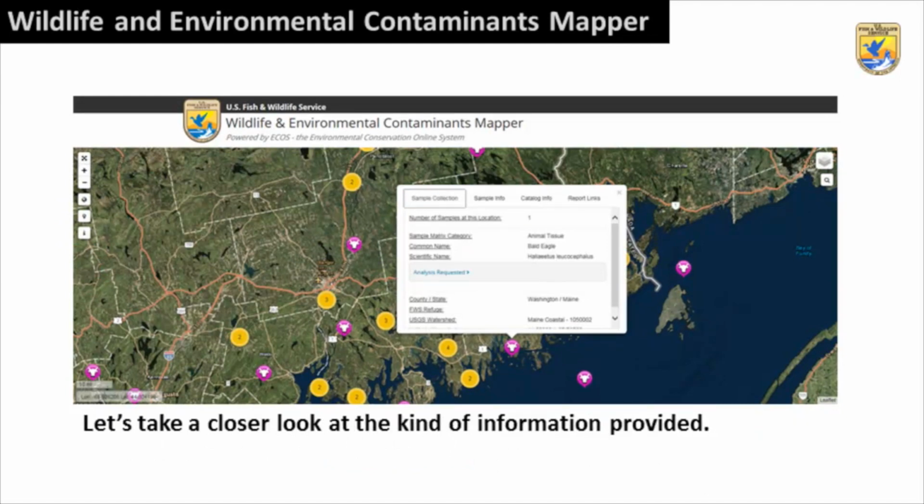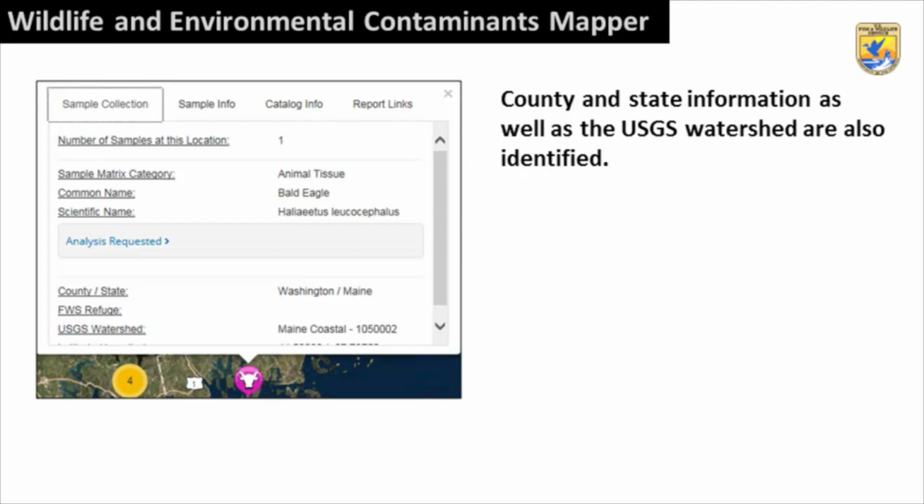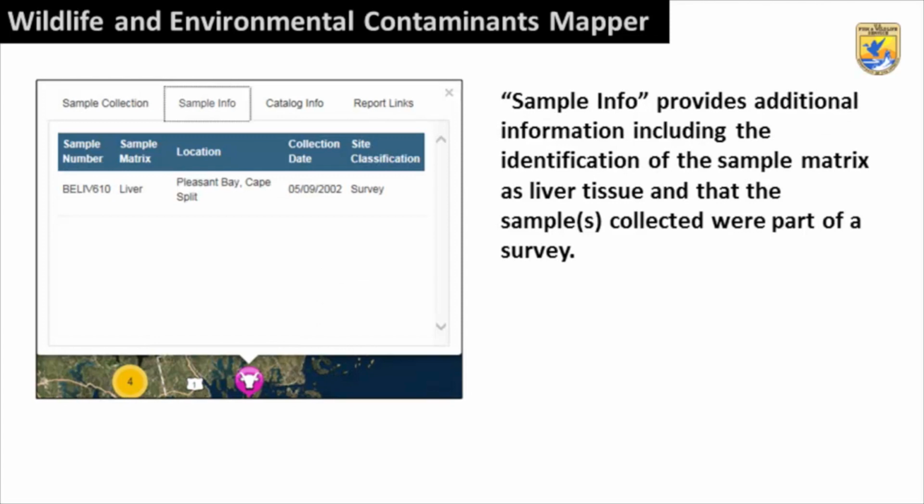Let's take a closer look at the kind of information provided. The sample collection identifies the number of samples collected, and the matrix is animal tissue from a bald eagle. County and state information, as well as the USGS watershed, are also identified. Sample info provides additional information, including the identification of the sample matrix's liver tissue, and that the sample or samples collected were part of a survey.